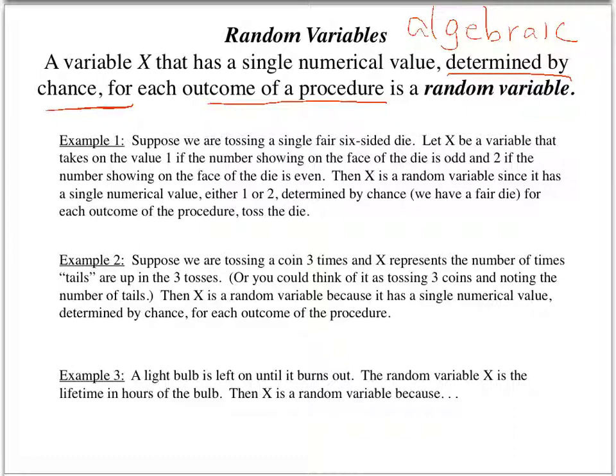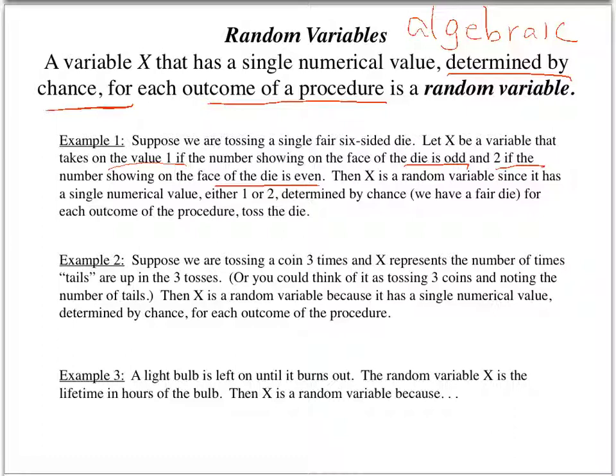So by way of example, let's see if we can explore what a random variable is. This first example deals with tossing a single fair six-sided die. X is a variable that takes on the value 1 if the number showing on the face of the die is odd, and it takes on the value 2 if the number showing on the face of the die is even. So we see that X has a single numerical value. There are two possible values, but X only assumes one of those values, and the value that it takes on is determined by chance, because tossing a die is a chance event. So we see that this X is a random variable.